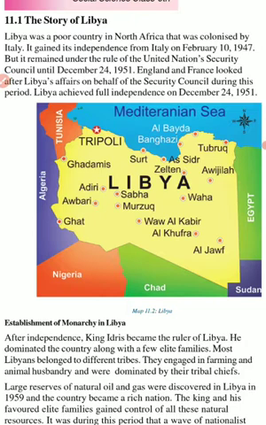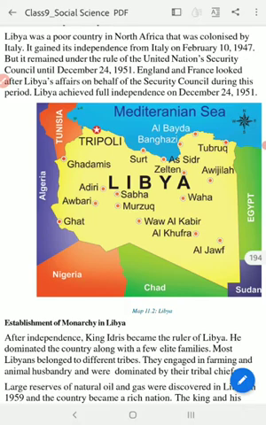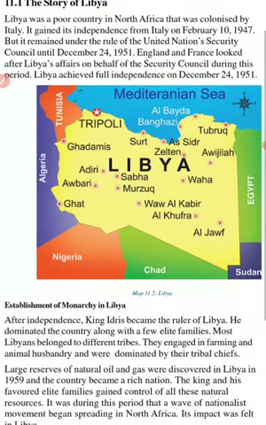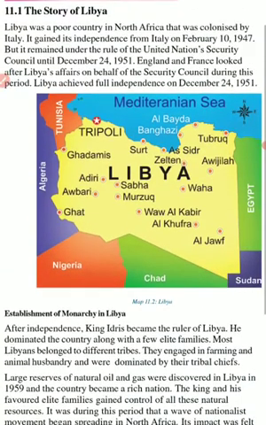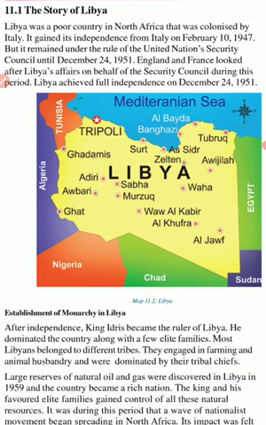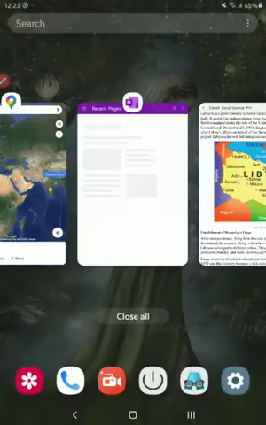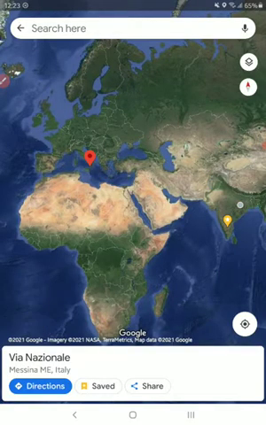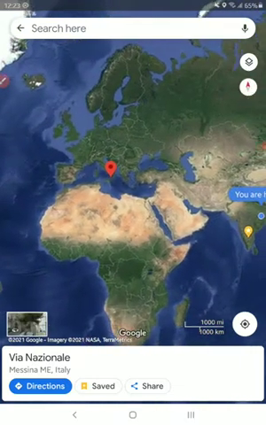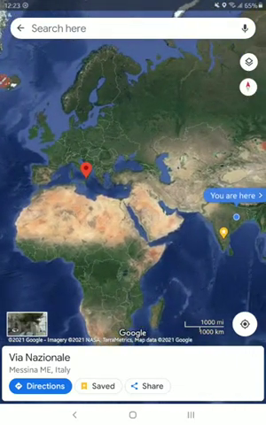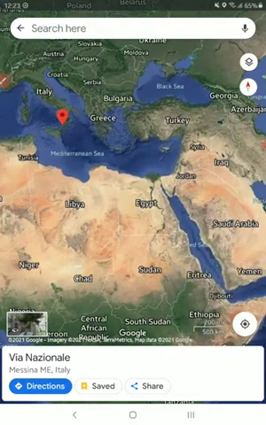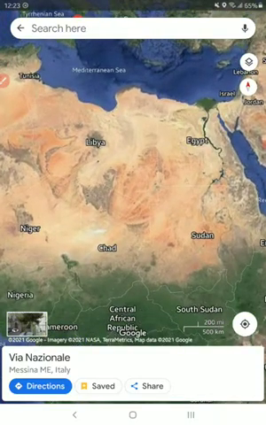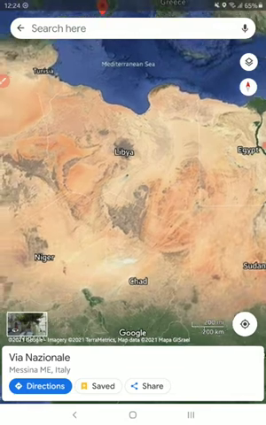First, we will begin with the story of Libya. Before we enter into the study of the history of Libya, we must situate where Libya is on the map. Maybe you can take the Google map and just zoom. So Libya is supposed to be a North African country. Here you see North Africa.